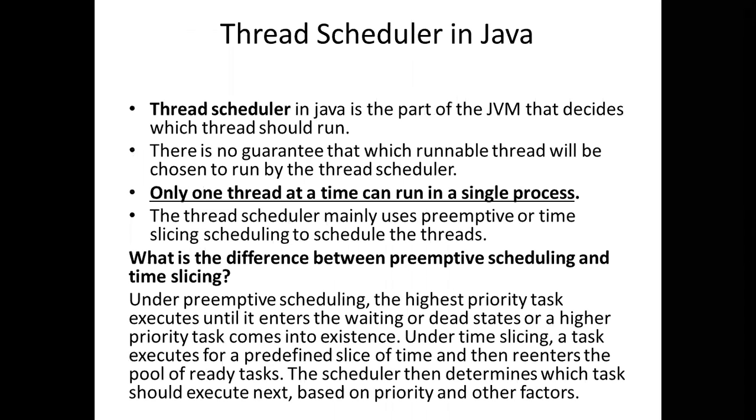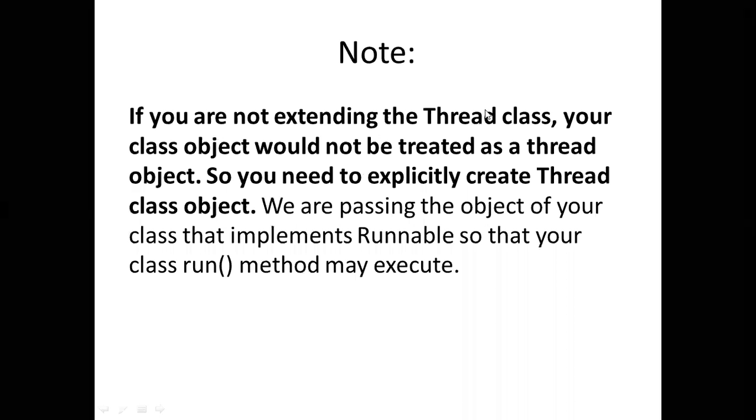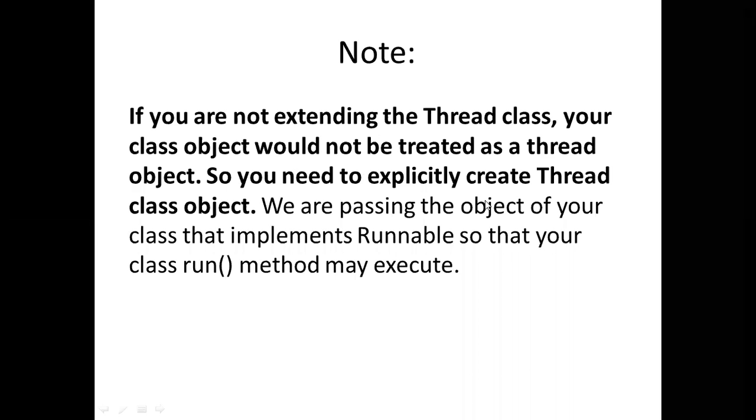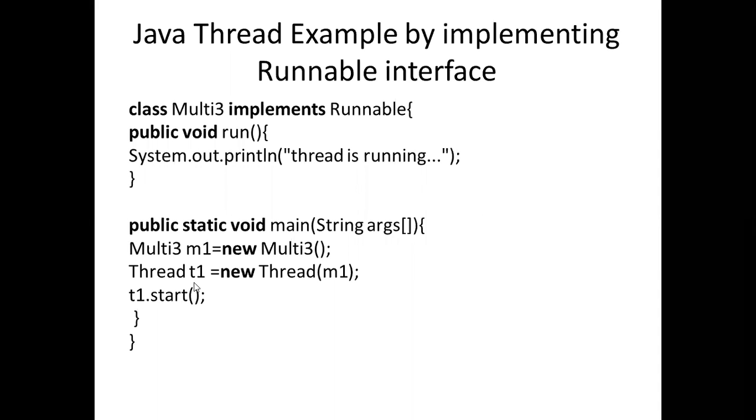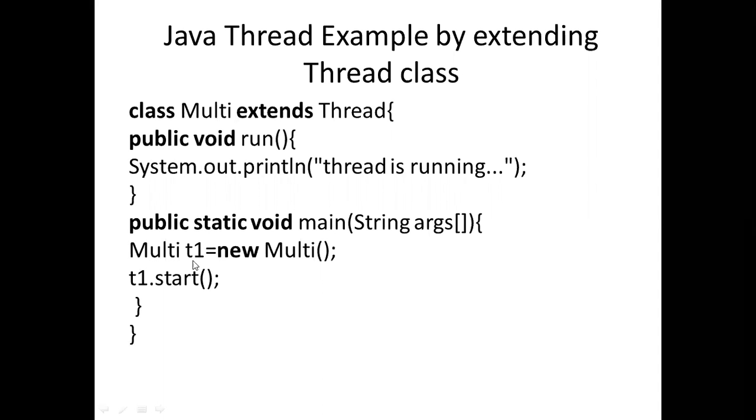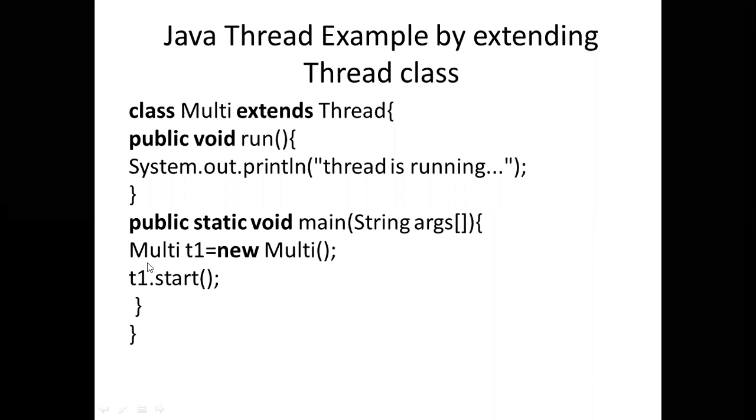You can see over here that if you are not extending the thread class, your class object will not be treated as a thread object. This thing must be clear in your mind: if you are not extending the thread class, your class object will not be treated as a thread object. So we need to explicitly create a thread class object like this. We have explicitly created a thread class object like here. In the previous example it was not like this. We have directly created the object of this multi class over here. Clear? And this multi class is extending this particular thread class.